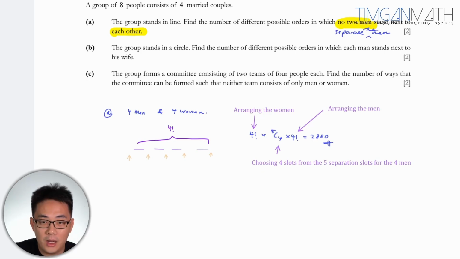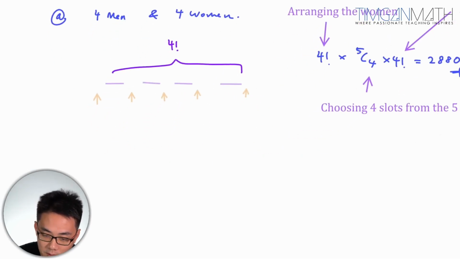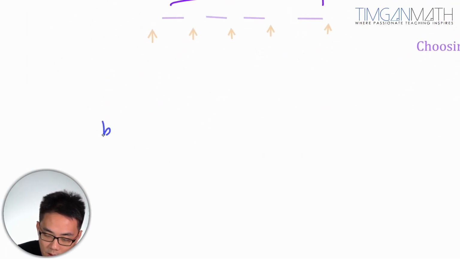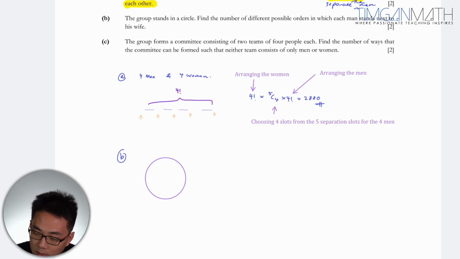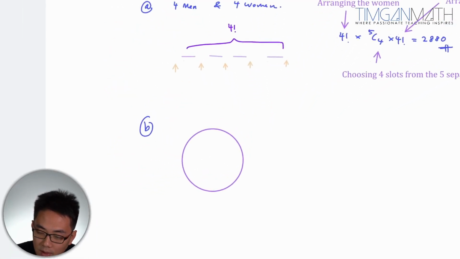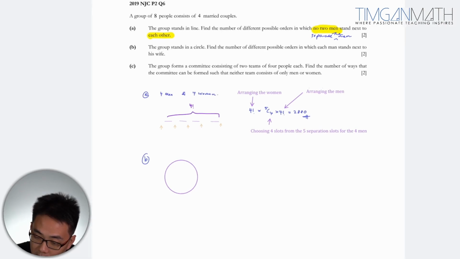Next, look at part B: the group stands in a circle. Find the number of different possible orders in which each man stands next to his wife. So you need to arrange in a circle. We have the group in a circle, and you have 8 of them. Each man stands next to his wife, meaning the 4 couples, right?